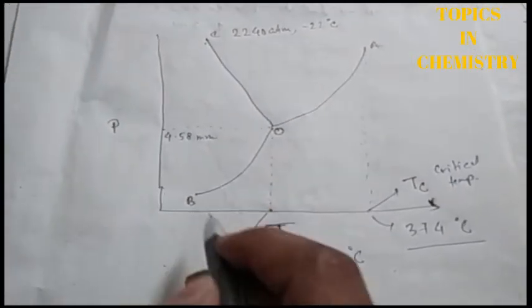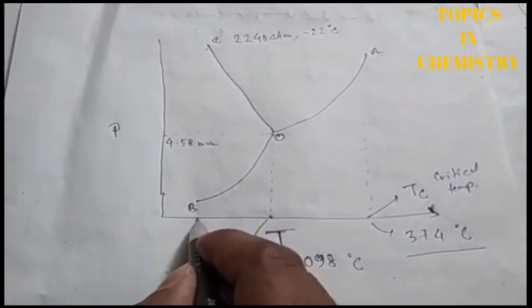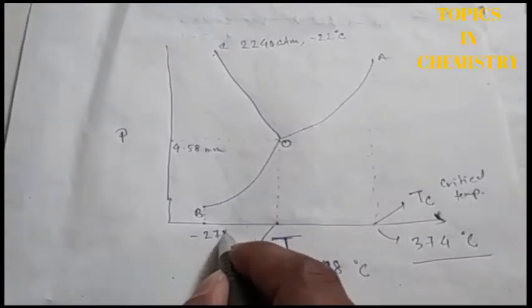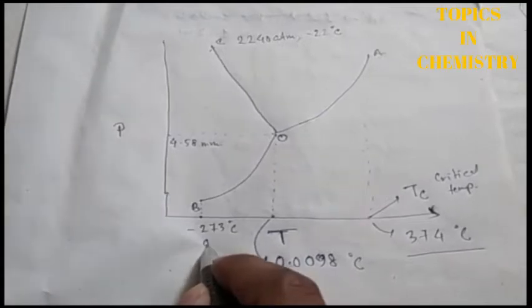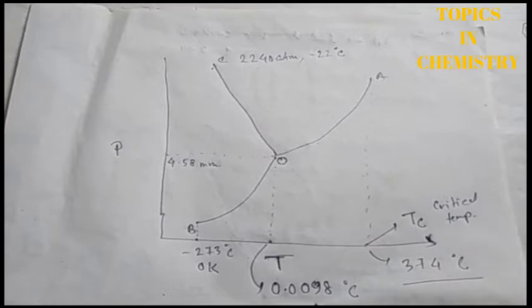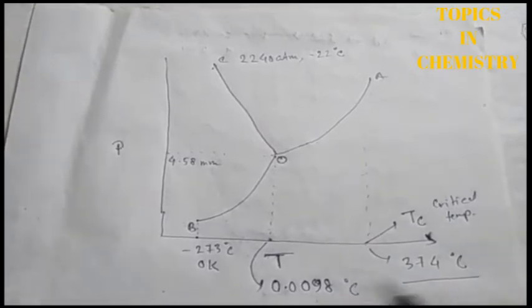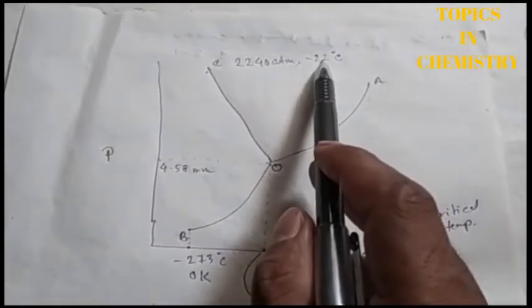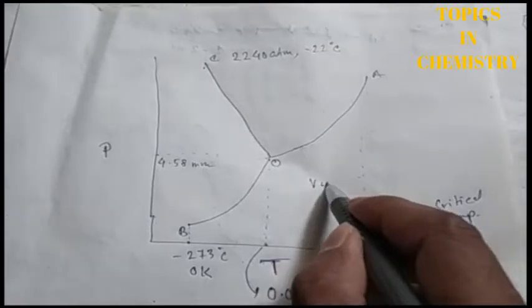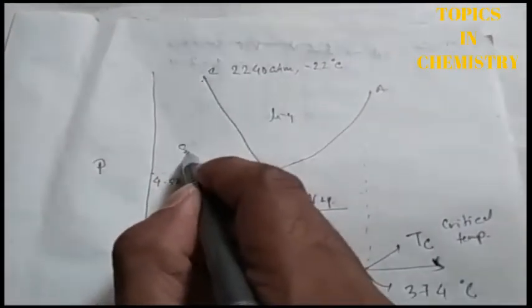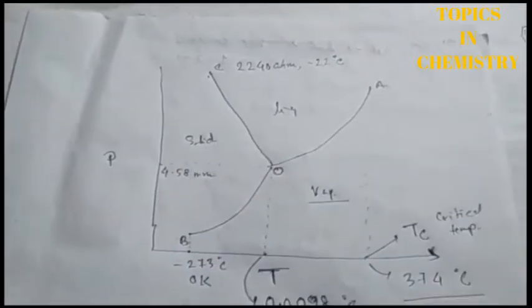Now come here, this is the B point. At that B point the temperature is minus 273 degrees Celsius, that is 0 Kelvin. So this is 0 Kelvin, this is 0.0098 degrees Celsius, this is 374 degrees Celsius, and here it is minus 22 degrees Celsius. And as I told you, here all is vapor, here all is liquid phase, and here all is solid phase.